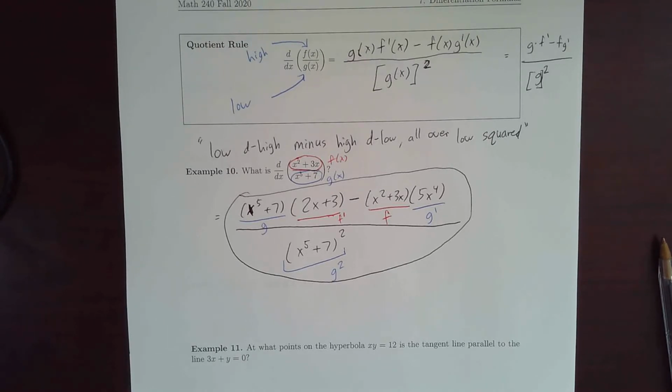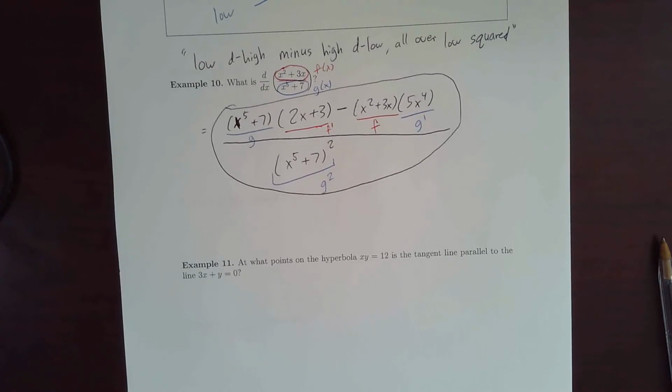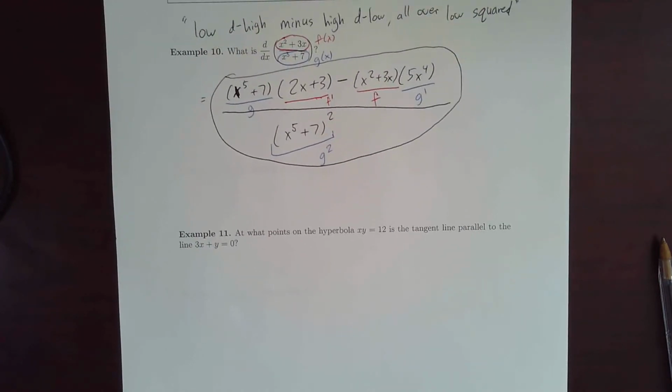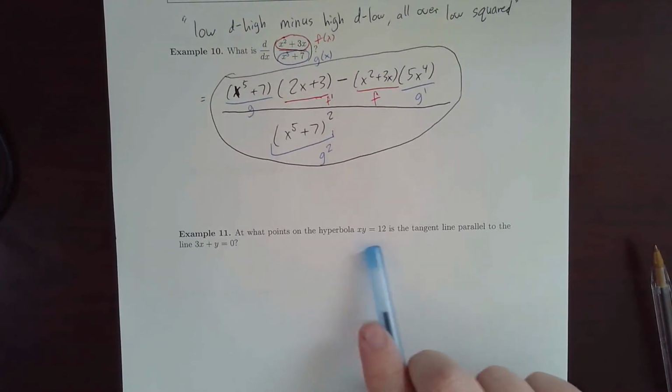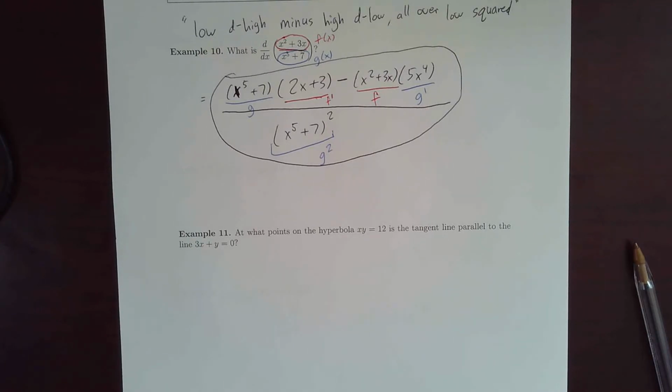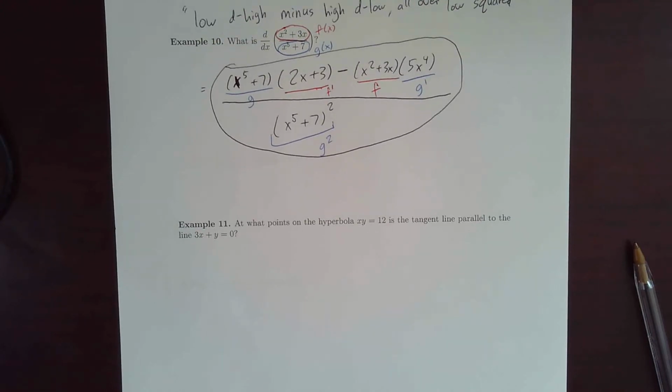Alright, so our next question is going to ask about a hyperbola. We want to know at what points on the hyperbola x times y equals 12 is the tangent line parallel to the line 3x plus y equals 0. So you might be thinking to yourself, well, none of these are really in the slope-intercept form that we're used to.